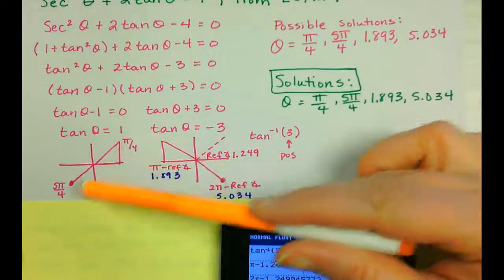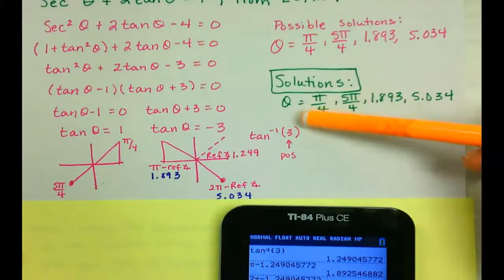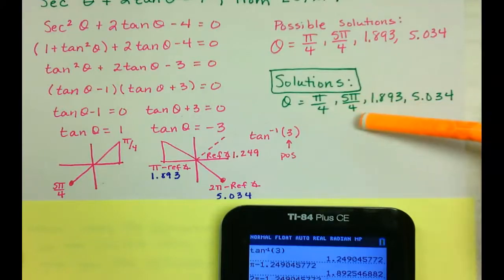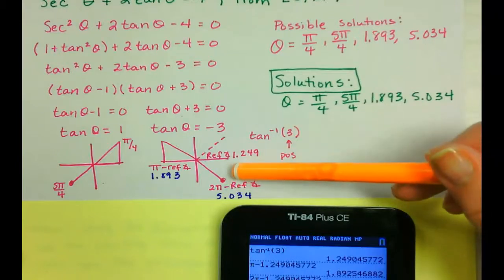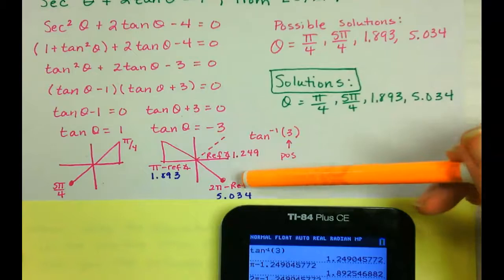So I put on here possible solution, but really I would look at my solutions themselves, and I would use the 2 from this factor, so I get my pi over 4 and 5 pi over 4, which are exact, and we always use exact answers when they can be given exact. So if you start giving me decimals for these, I will be counting them incorrect. Exact answers are a must, and then the approximations come from this factor, and they are the one in the second quadrant and the one in the fourth quadrant.